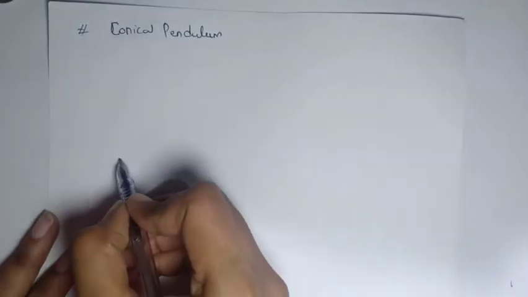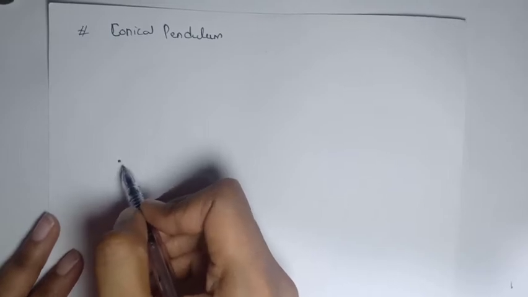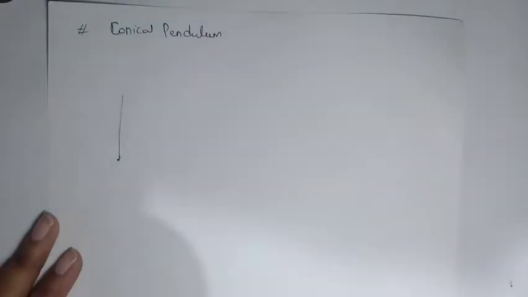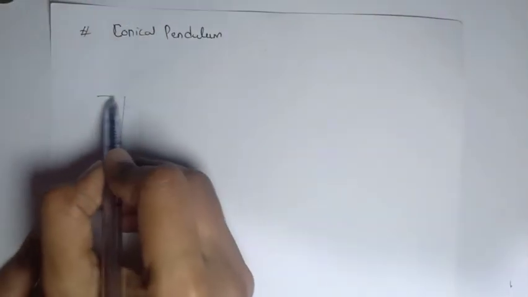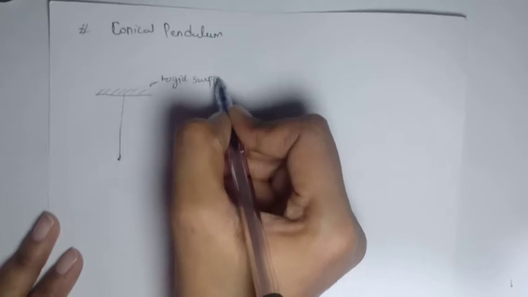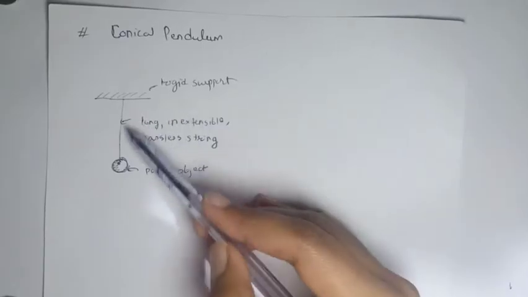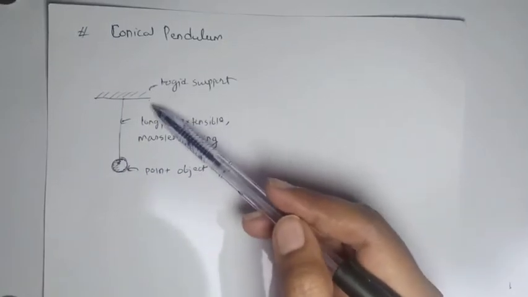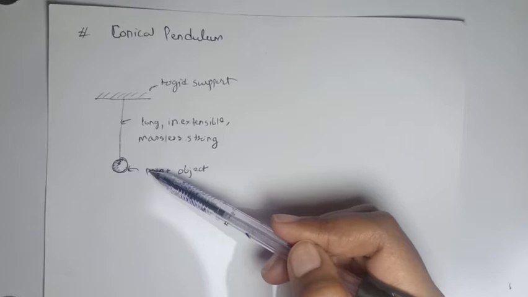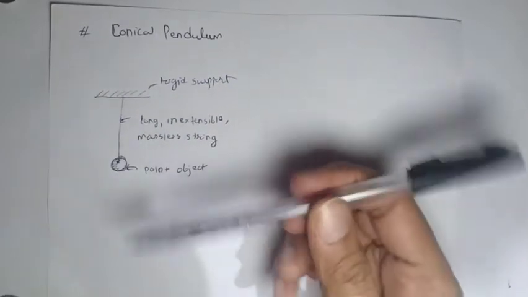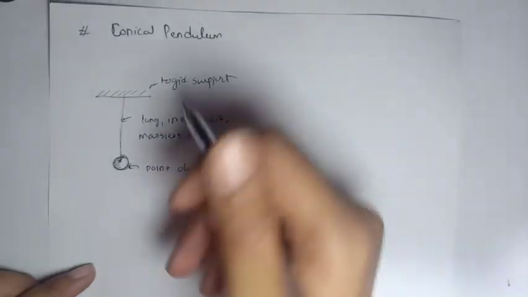A pendulum is nothing but a tiny mass, or you may say a point object, connected to a long, flexible, massless, inextensible string and suspended from a rigid support. So this will be the rigid support, this will be the long, inextensible, massless string, and this will be the point object. This type of structure is known as a pendulum. If the string is made to oscillate in a single vertical plane, we call it a simple pendulum. If this is the pendulum and it is moving like this, this type of pendulum is known as a simple pendulum.